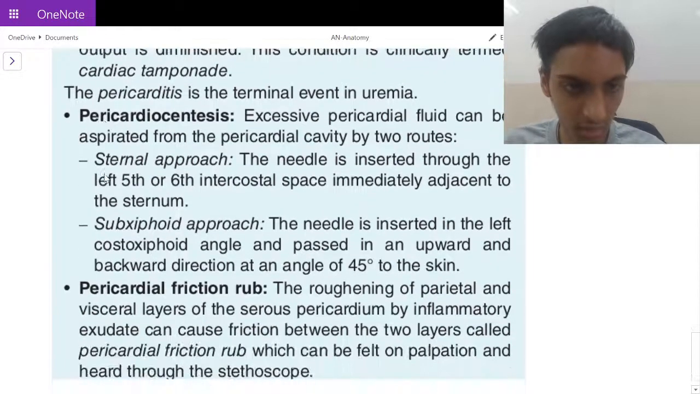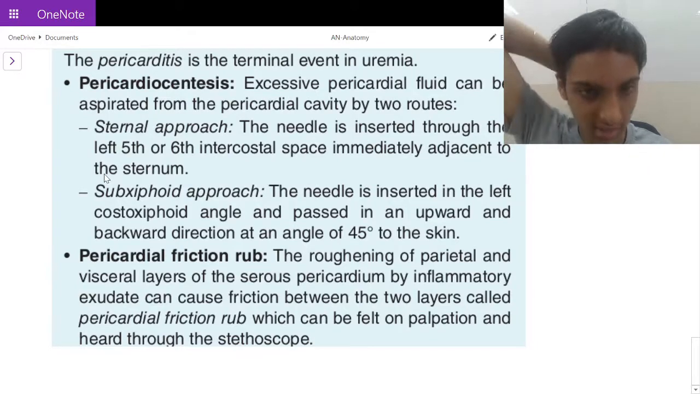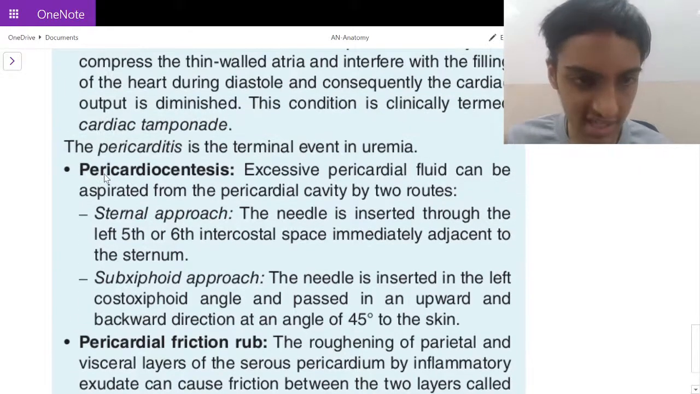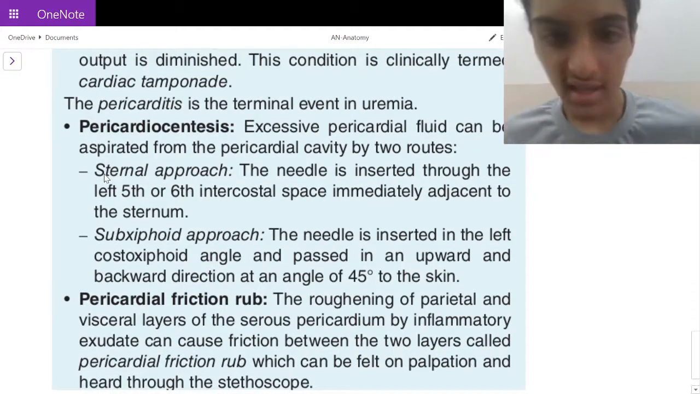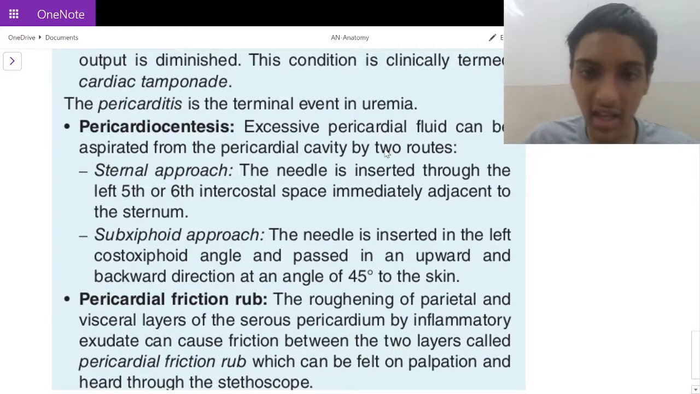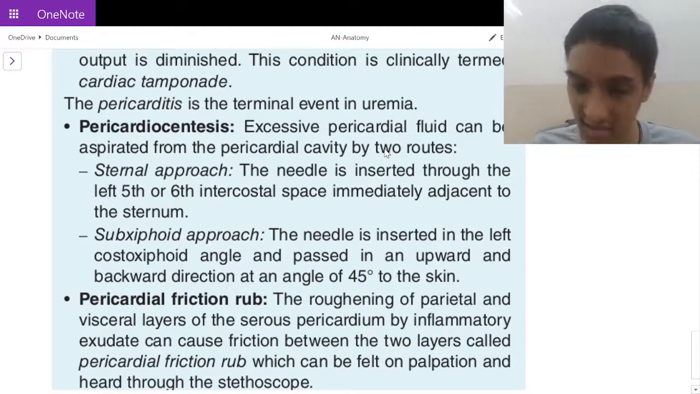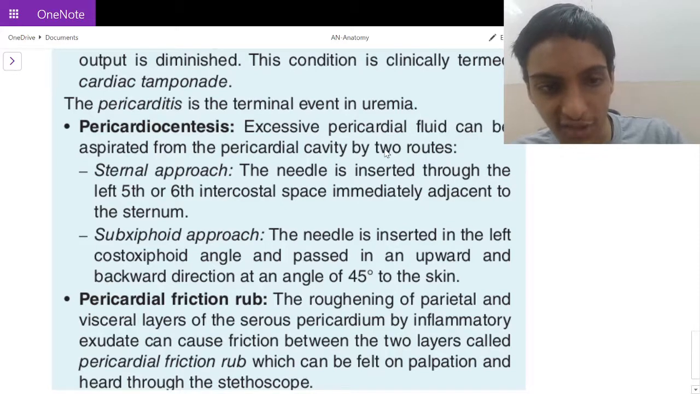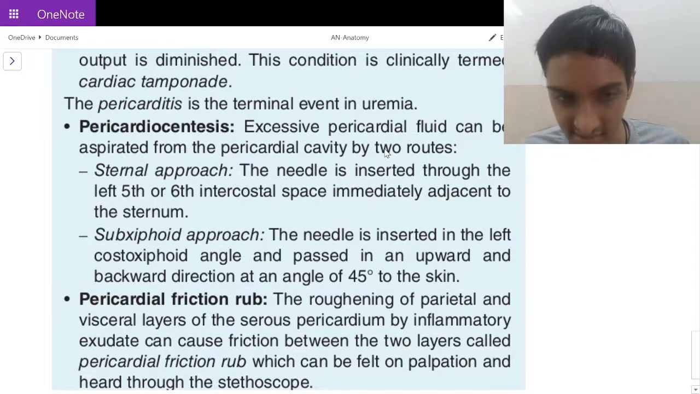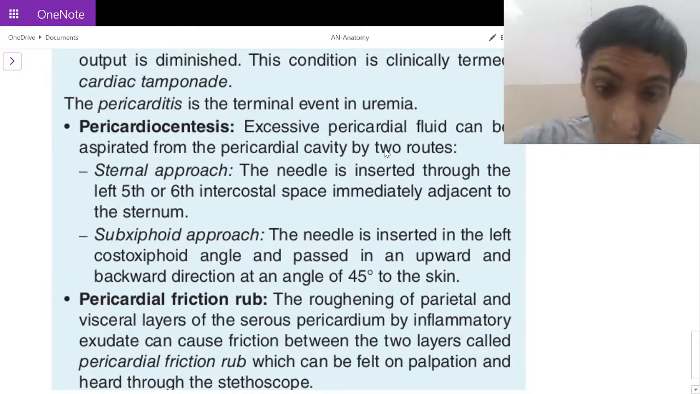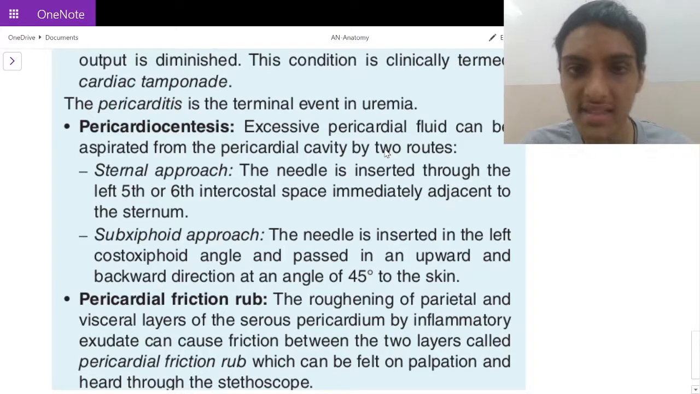Then there are pericardiocentesis and pericardial friction. Briefly I'll just explain. Pericardiocentesis is the removal of increased pericardial fluid, through the sternal approach and the subxiphoid approach. Sternal approach means towards the sternum. Where in the sternum? We insert it at the 5th or 6th intercostal space, mostly the 6th intercostal space. And subxiphoid, that is below the xiphoid process.